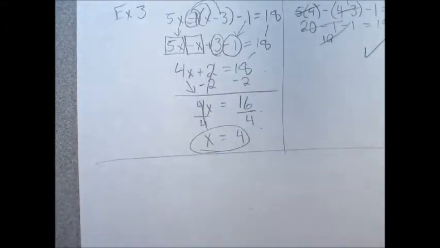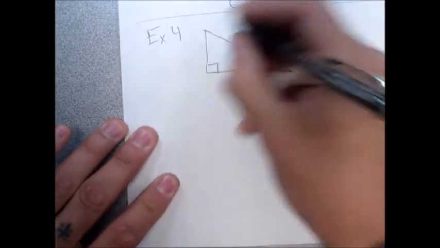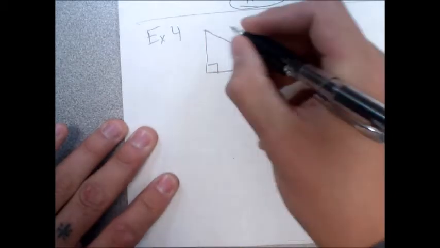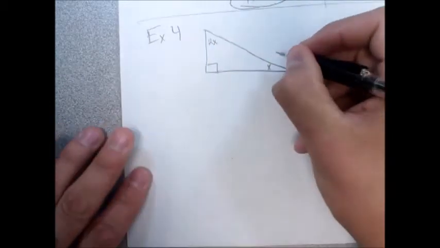Still no questions? Last example then. Example 4. Application in landscaping. It gives us this nice pretty little drawing of a right triangle indicated by that symbol right there. So it has a 2x in the upper left hand and an x in the bottom right hand.